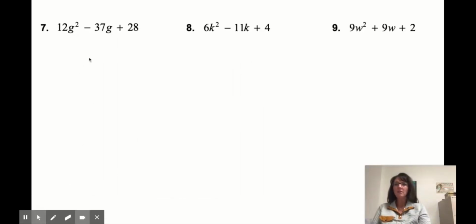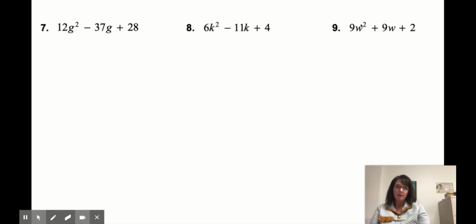Okay, now we're going to start looking at some of these, starting with number 7. 12, 37, 28: no common factor. I'm going to skip the others because I want to show you what's called the rainbow method. So we're actually going to work in reverse.